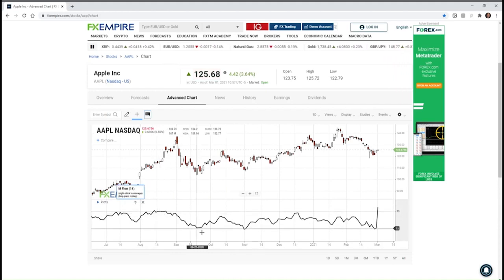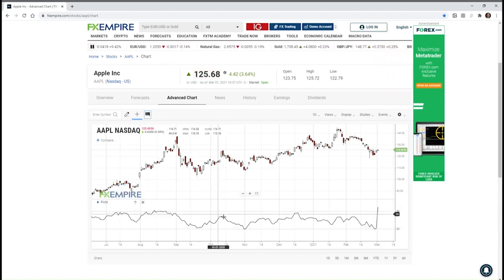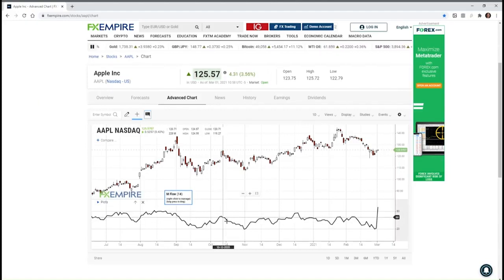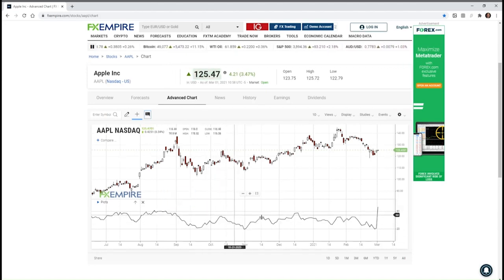If it's down, it's called negative money flow. If it's rising, it's called positive money flow. And again, the money flow is able to do that because there's volume information: if volume is increasing while price is rising, that's an indication of accumulation. So there's some similarities here with the accumulation distribution indicator or an on-balance volume indicator.